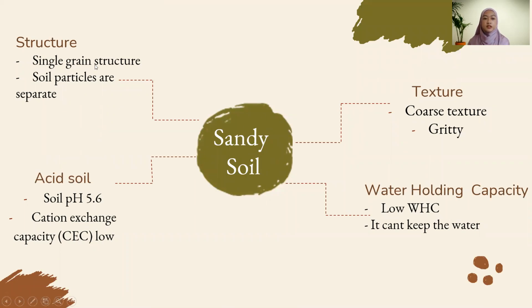Sandy soil has a single grain structure where each of the soil particles are separate, and it can be seen clearly when it is in a wet condition. Sandy soil also has a coarse texture and it may feel gritty when felt by hand, especially when we touch it in a wet condition. Sandy soil is quite acidic because the soil pH is 5.6, and it also has a low CEC or cation exchange capacity. CEC amount depends on the soil pH. The higher the soil pH, the greater the CEC.